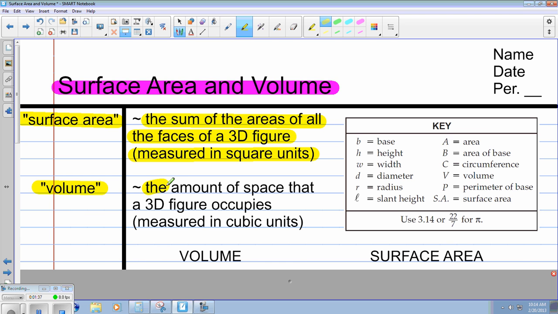Volume is the amount of space that a 3D figure occupies, and that's measured in cubic units because this is a three-dimensional measurement. We've got length, width, and height, and we're measuring how much space the object takes up.